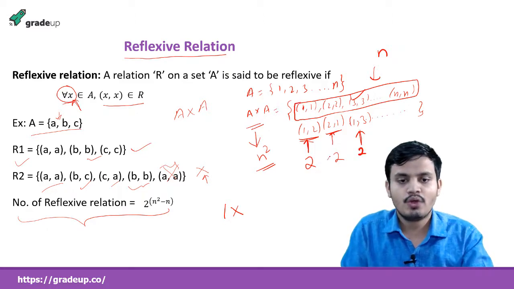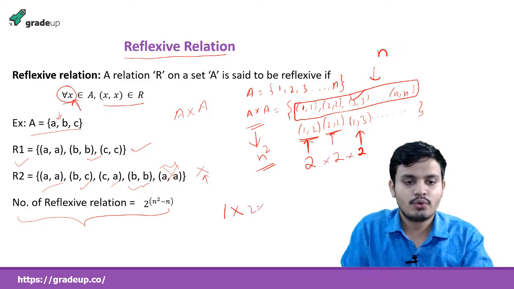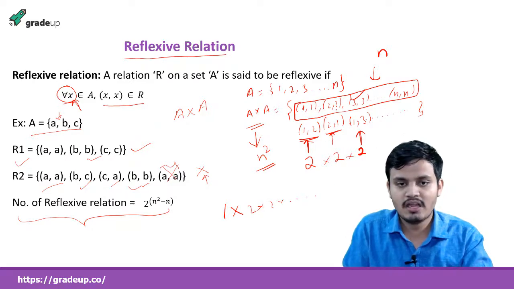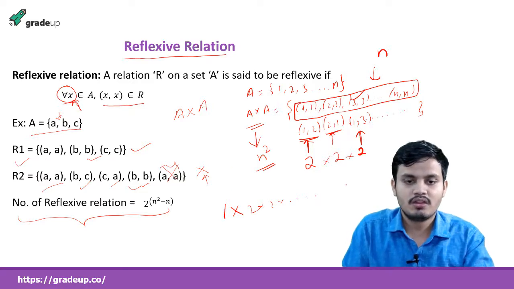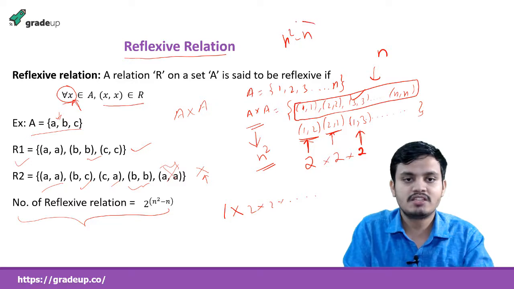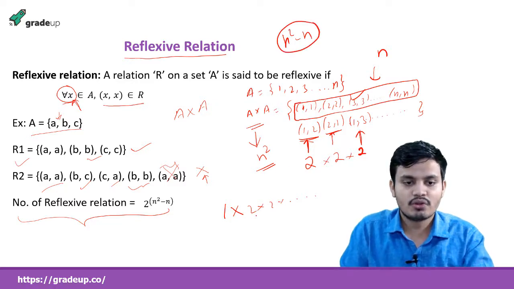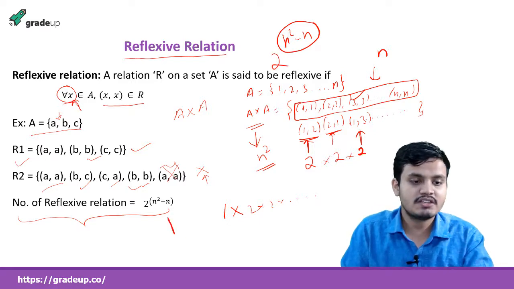So 2, and I need to multiply, so 2 into 2, and so on. For every other element, other than these n elements, we need to do that. How many such elements are there? Actually, you subtract it from n square minus n. How many such numbers are there? n square minus n. These many numbers are there, and for these we will have 2 possibilities. That is why it will be 2 to the power n square minus n. This is what is written here.